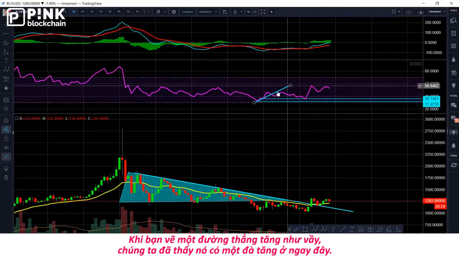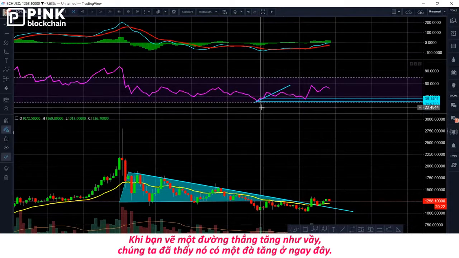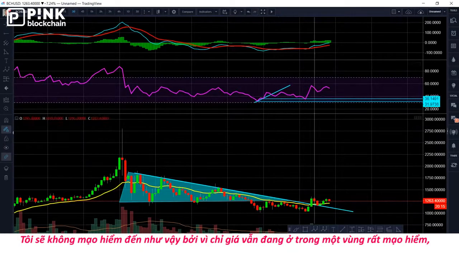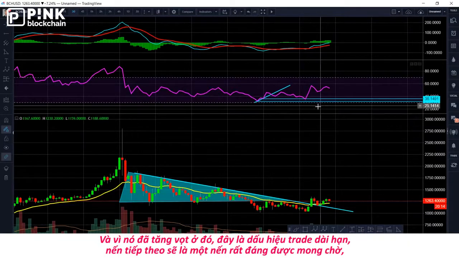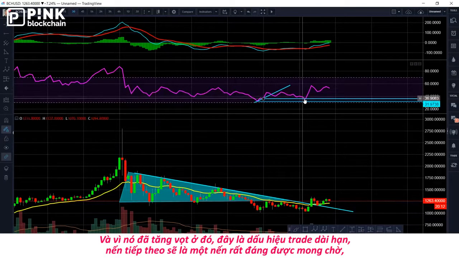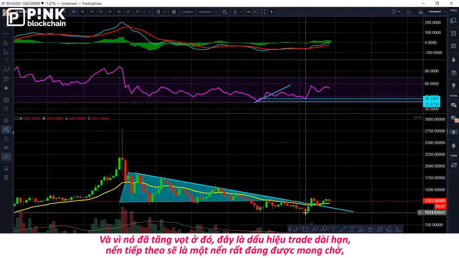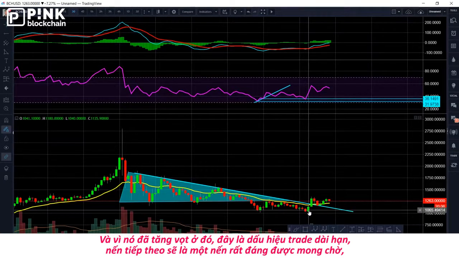You draw a bullish line like that, which shows a bit of bullish momentum. And because it was going sideways, I don't play these sideways ones, because it's still in a really crappy zone. And because it bounced off of there, this is your long signal right here, guys, right here where it bounced off of it. The next candle would have been the one that you would have gone into.